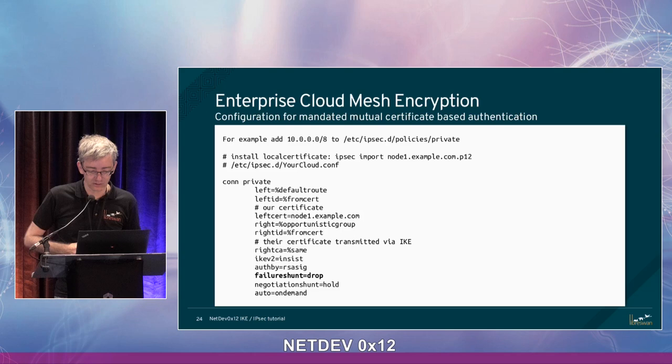And negotiationshunt is hold, which means, when the kernel receives the first packet, there might also be more packets. What do you do with those packets while the tunnel is being set up? You can choose to either let them go out in the clear, or you can decide to hold on to them and only send them out when a tunnel is up. Holding on to them is not entirely fair, because if it's a UDP packet, it will just get dropped, since it's assumed that the application will do the retransmission. For TCP, since that takes way too long, the kernel does a little extra work and holds on to the TCP packet. Once the tunnel is up, it gets a signal and sends out that previously held TCP packet.